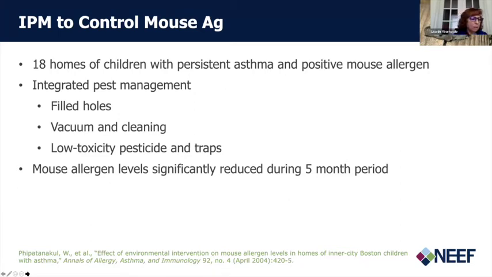And they found that mouse allergen levels were significantly reduced during the 5-month study period, 79% in the kitchen and 77% in the bedroom, whereas those children in the control group had an over 300% increase in the mouse allergen in their areas.